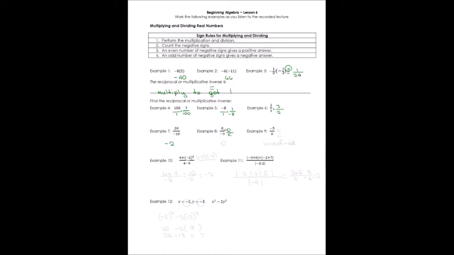And then I'm using the K to represent the number. It's okay, therefore the answer is 0. Example 9 is a different example or a different form. It's negative 5 divided by 0.